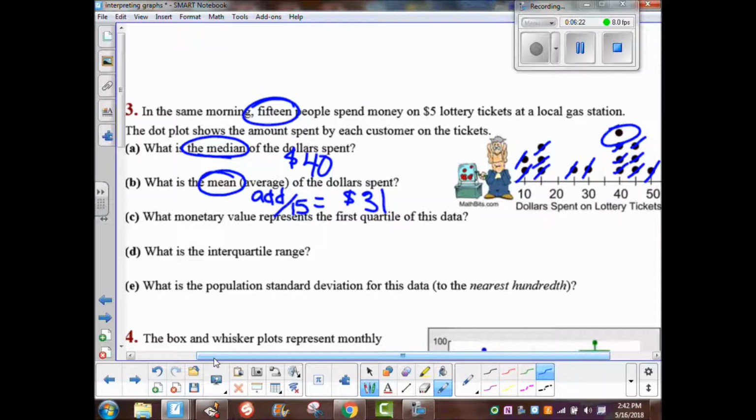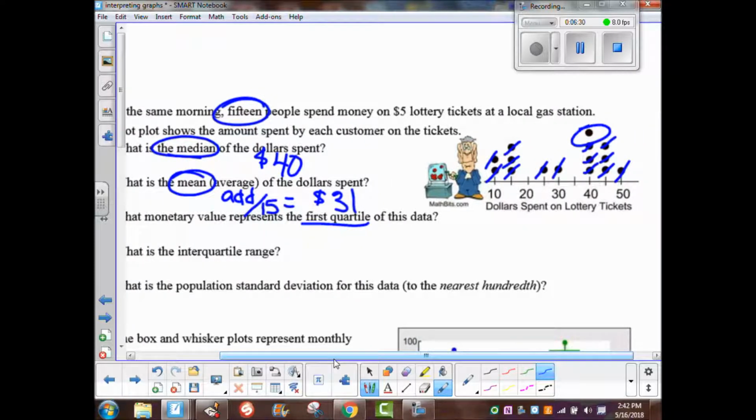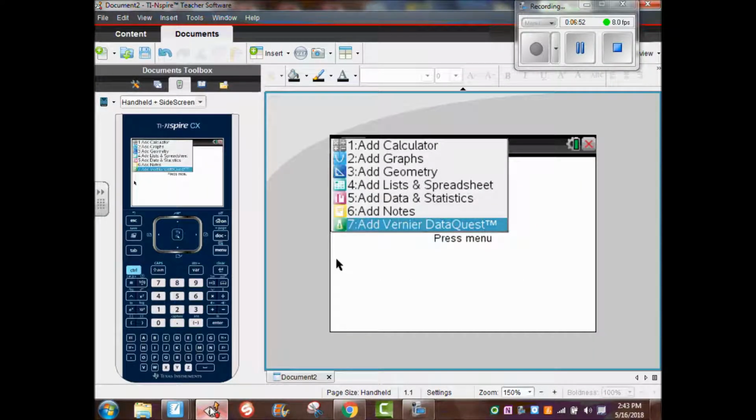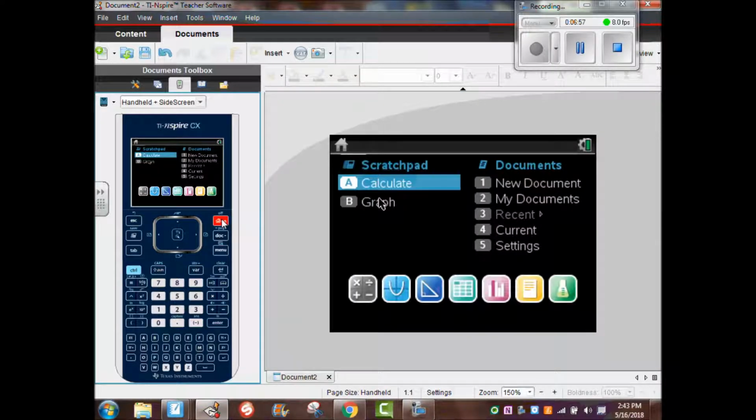First quartile. Now, obviously, we could go through and enter this data into our lists and spreadsheets, and then go menu, statistics, stat calculations, one variable statistics, and then it's going to spit out all that information. What other questions are they asking? Oh, we have to do standard deviation anyways. So let's go to our calculator and enter all of this data. Nope, I lied. I went to the wrong place. Lists and spreadsheets.